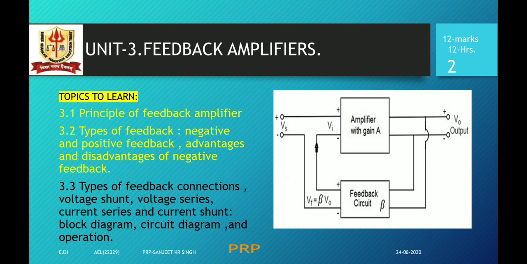This unit 3, Feedback Amplifiers, is of 12 marks and 12 hours are allocated for it. Topics to learn in this presentation, Part 1, are the principle of feedback amplifier. Then we will also learn types of feedback, negative and positive feedback, advantages and disadvantages of negative and positive feedback, and the rest of the topics, types of feedback connections, will be covered in the second part.